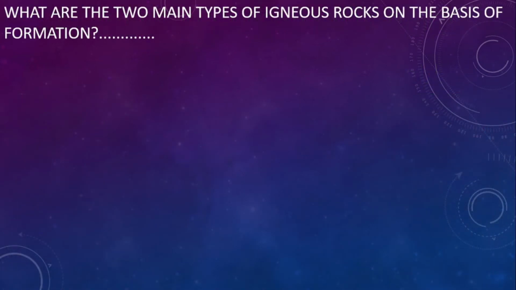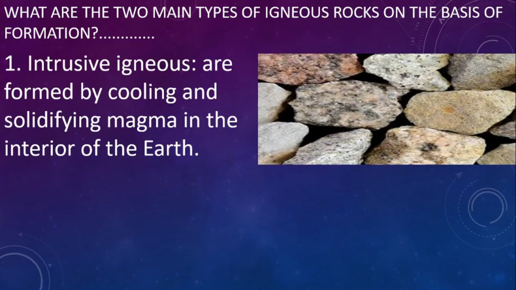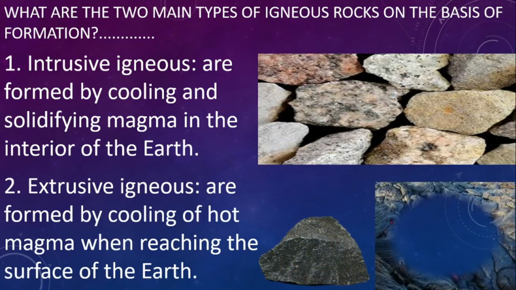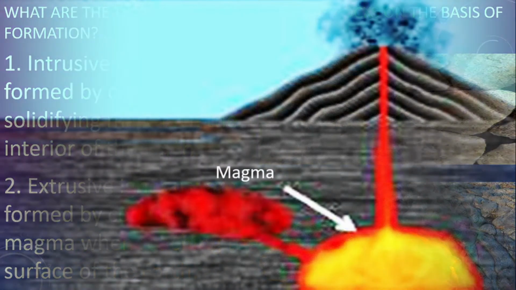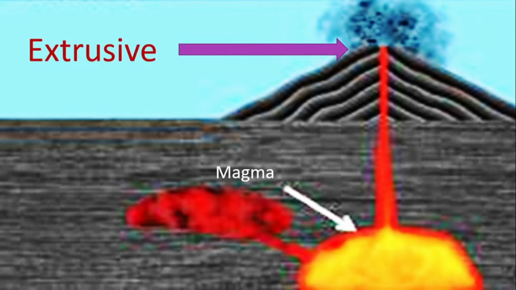What are the two main types of igneous rocks on the basis of formation? Intrusive igneous. They are formed by cooling and solidifying magma in the interior of the earth. Extrusive igneous. They are formed by cooling of hot magma when reaching the surface of the earth. Let's take a close look at this diagram. It clearly explains to you how extrusive and intrusive igneous rocks are formed. Extrusive igneous rocks are formed by cooling of hot magma when it reaches the surface of the earth. Intrusive igneous rocks are formed by cooling and solidifying magma in the interior part of the earth. It doesn't reach the surface.